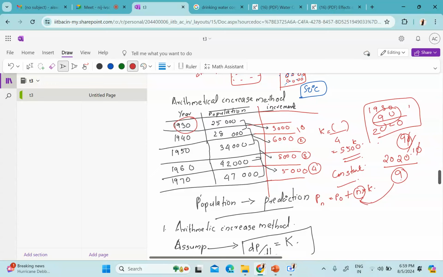Yes, if you consider the initial value from that particular year, then you are predicting for some year which is forward from 1930. You have to calculate how many years forward. For 2030, divided by 10, it will be 10.